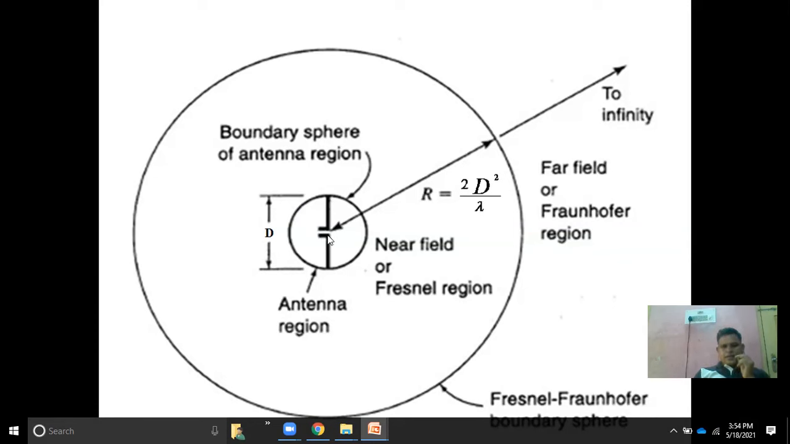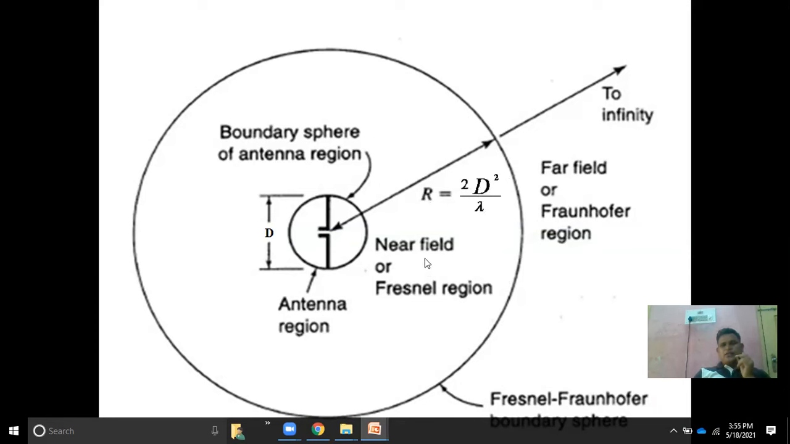The distance from this antenna to this circle. What is this circle? It's not a circle, it's also a sphere, because an antenna radiates electromagnetic waves in three dimensions. So this is the radius of the sphere. Let us say r is equal to 2D squared by lambda. What is D? D is the length or diameter of the antenna. If r is less than 2D squared by lambda, that region is called near field.